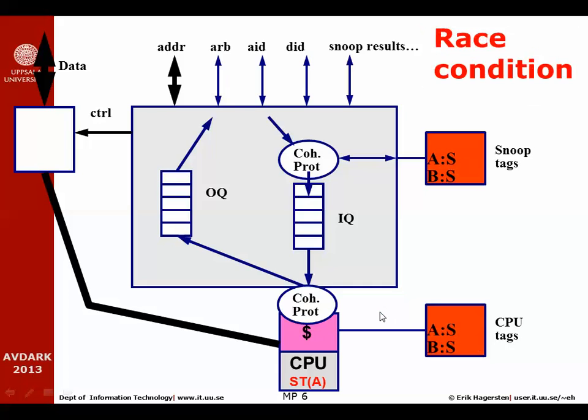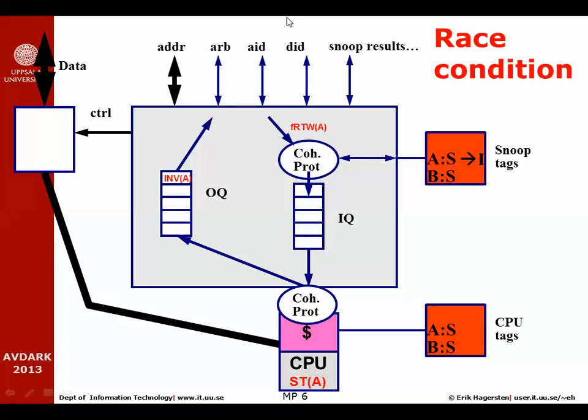So that all went well, but let's look at a situation where a race condition can be created due to the buffering and the dual tags. Once more, the CPU wants to store to cache line A. It sends out an invalidation transaction up here because it already has the data in state shared, and all it wants to do is to invalidate everybody else.